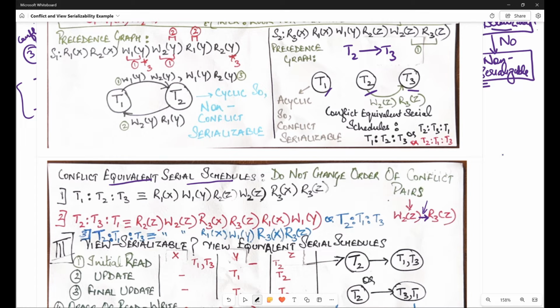I hope you got the point. So let's try to form the different orders we just jotted down here. I've written all these three orders over here. So T1, T2, T3. How do we form this? First of all, we try to shift all the operations.